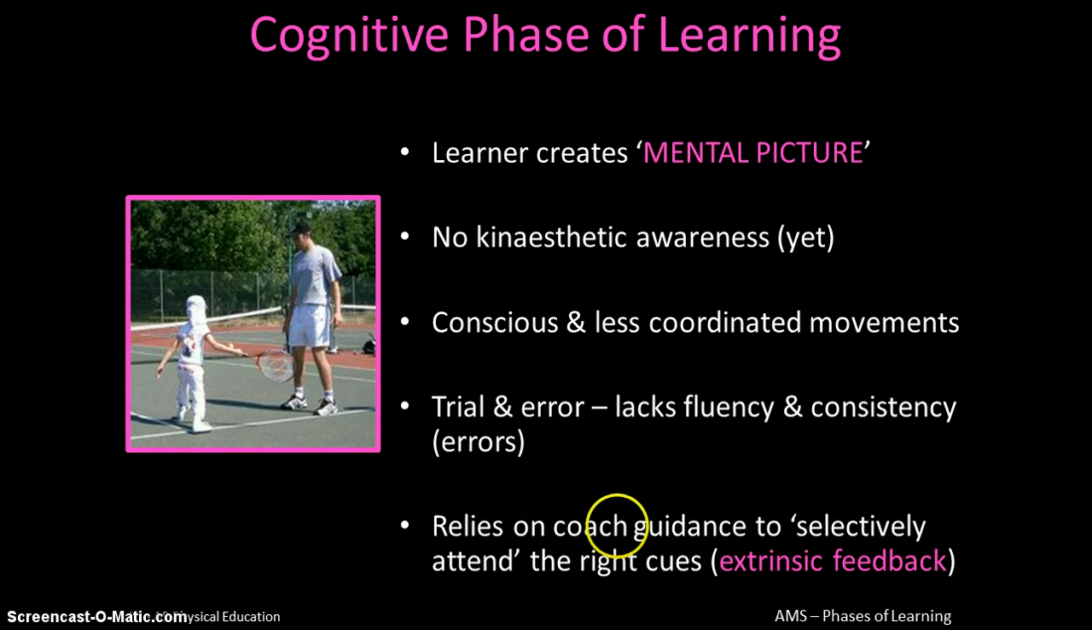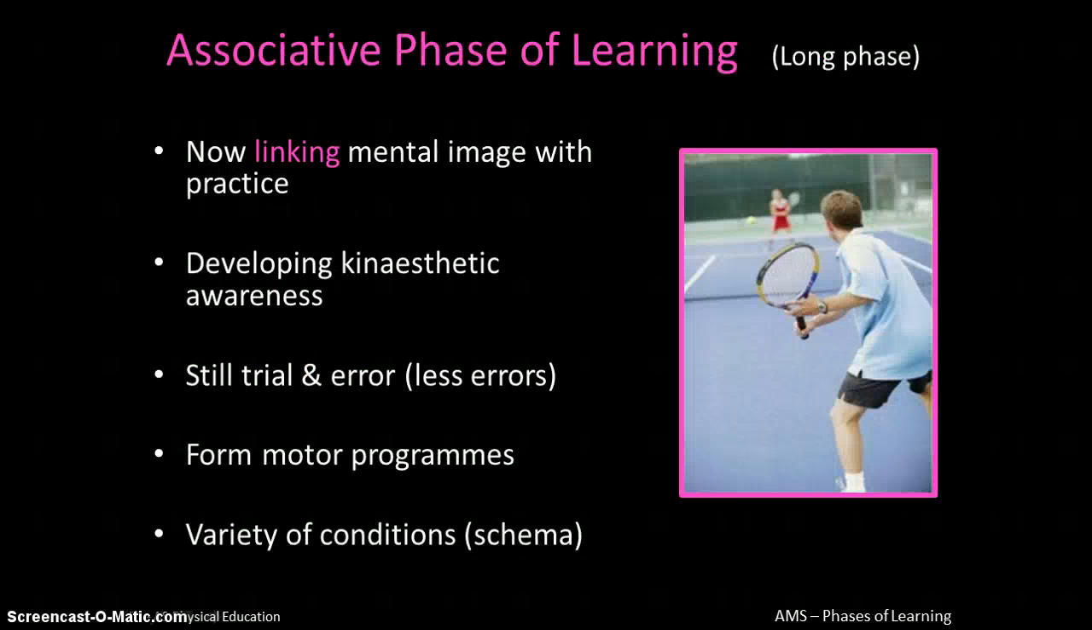And at this stage, they would very much rely on the coach giving guidance. So external feedback or extrinsic feedback. The coach telling them, you did this right, but you did this wrong. Because they haven't got their own self-feedback yet, they rely on external sources to give them help. So that's the cognitive phase of learning. The next one, the associative phase of learning.